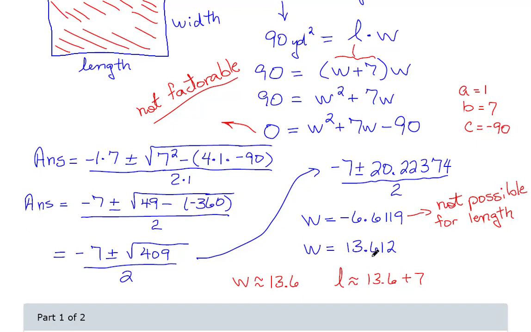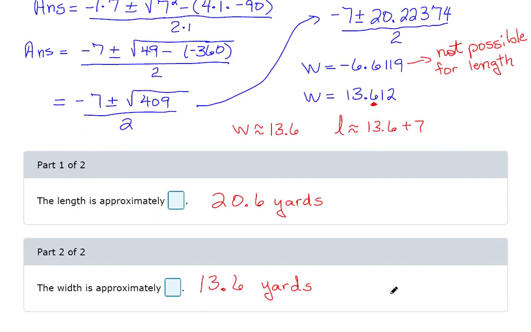13.612. Now if I'm rounding to the nearest tenth, that's the 6. I look at the number after the 6. If it's 5 or more, I round the 6 up to 7. In our case, it's less than 5, so I just throw it away. And so W would be 13.6 yards. And the length, remember, was 7 yards longer. So it would be 20.6 yards. And so that's what we wrote down.